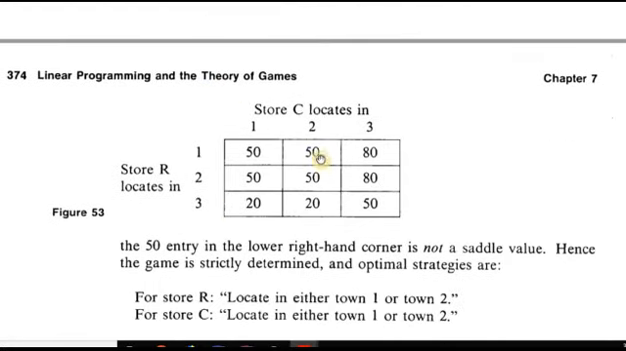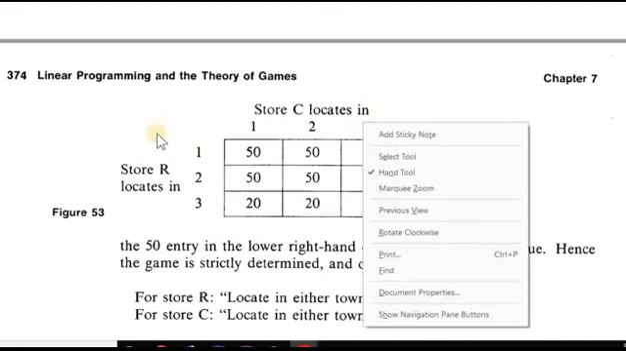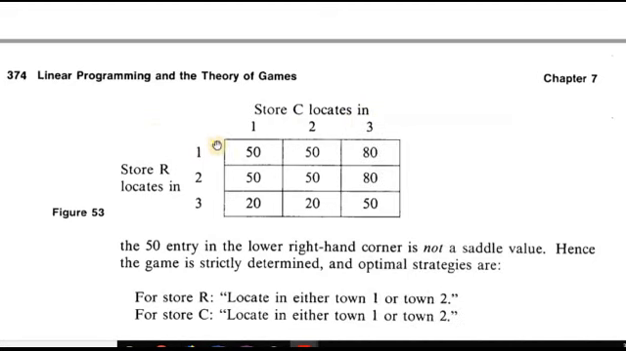Well, you can verify that this payoff matrix follows the rule that I was saying. For instance, this 80 says if store R locates in town 1 and store C locates in town 3, then the people in town 2 are going to go to the store in town 1. So that's going to be 50% plus 30% gives you 80%. Now you can verify all of these numbers correspond to the situation shown above.